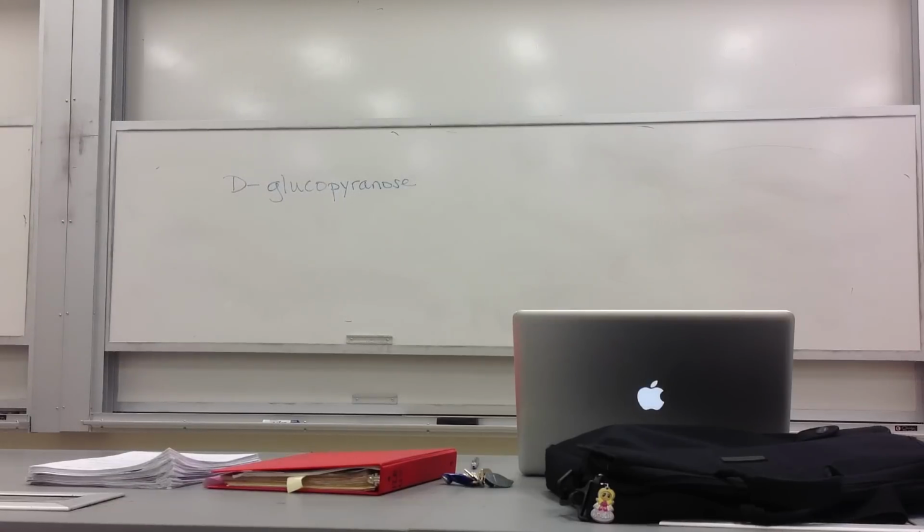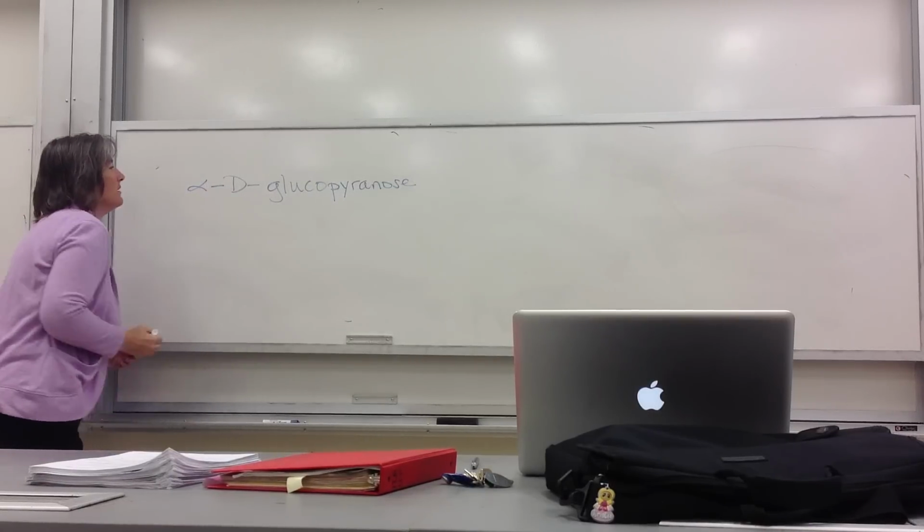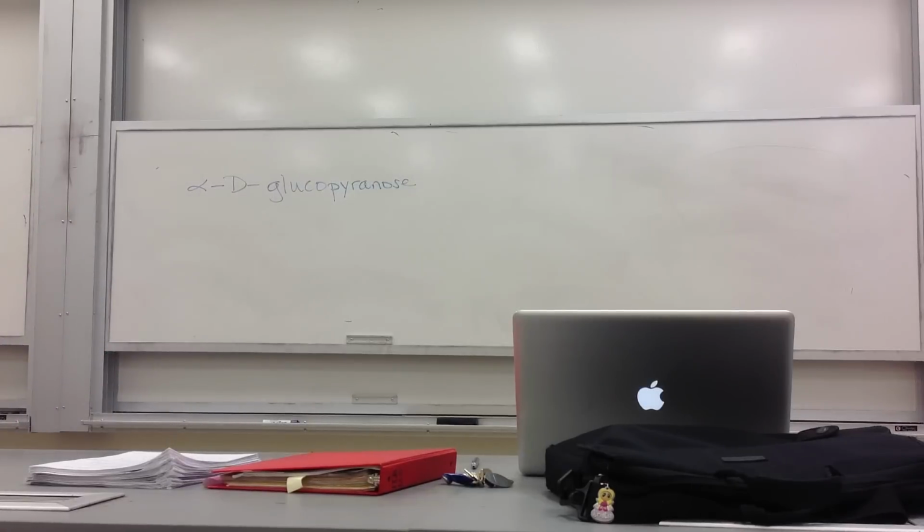So it's D-glucopyranose. I specified the sugar, it came from D-glucose. The parent stem is gluco, and then pyran tells me the ring size, the ose I add back to that, it's a carbohydrate. I am just missing alpha or beta. Is this alpha or is it beta? Alpha. Alpha. D-glucopyranose.